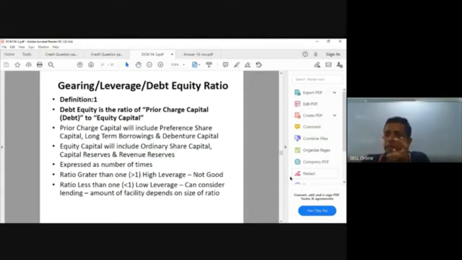All these debt capital attract interest expense, right? Therefore, there are two commitments. One is capital repayment and the second is interest repayment. Therefore, when you have debt capital, it is not a good situation for a new lender to lend to these companies.